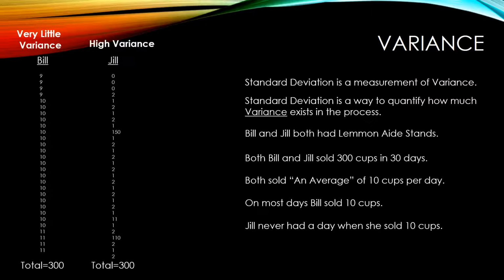Conversely, Jill has a very high variance in her process. You see there's zeros, there's twos, there's ones, and then once in a while there's 150. And then some more ones and twos. There's seemingly no rhyme or reason. Tons of variance. So when we use that word variance, I want you to think of Jill and how one day she sells 1 and one day she sells 150 and the next day she sells 1 again. That is a great little summary of what we mean when we talk about variance.